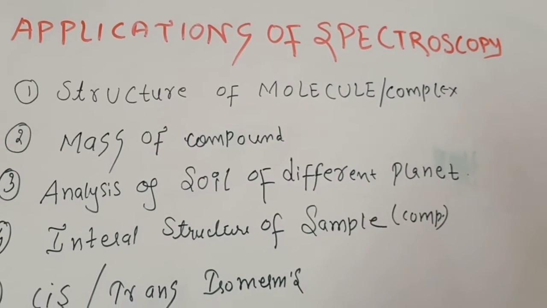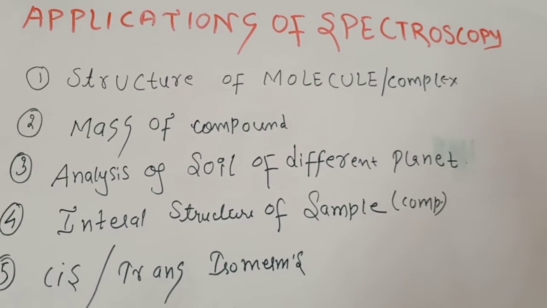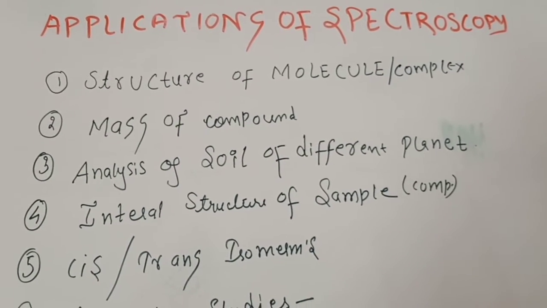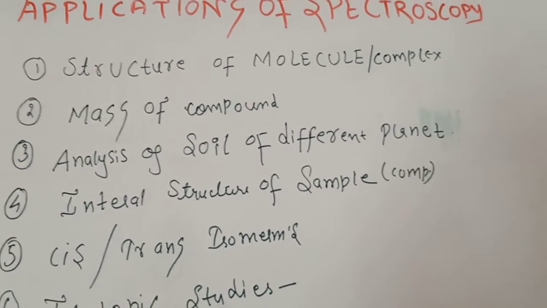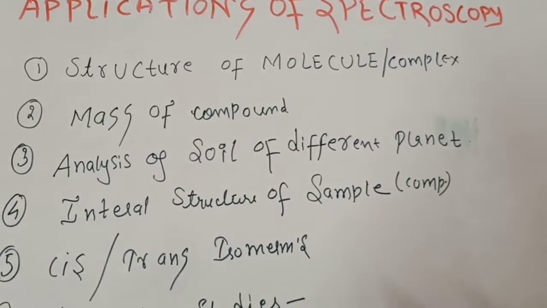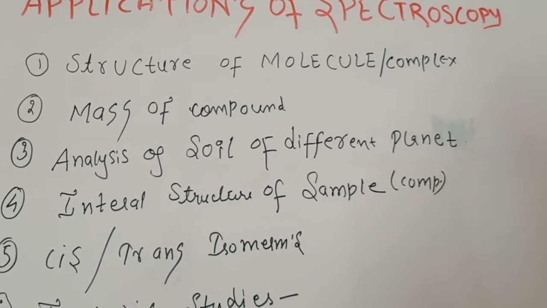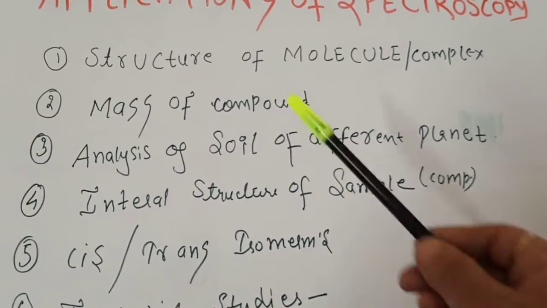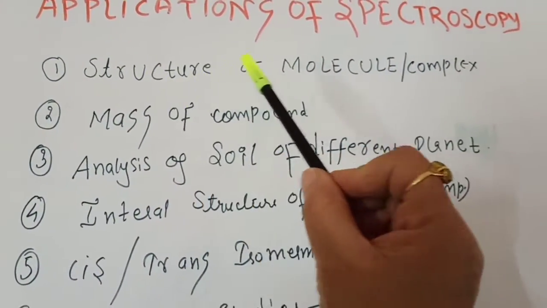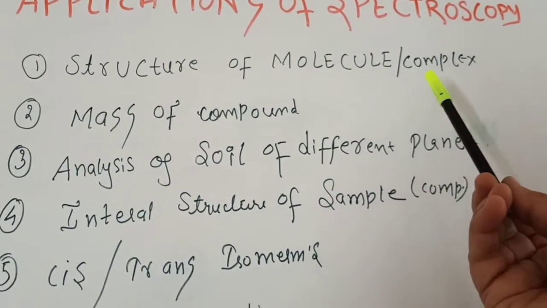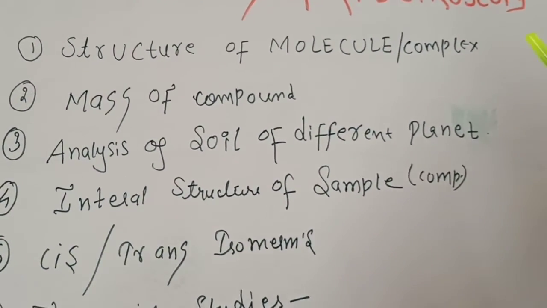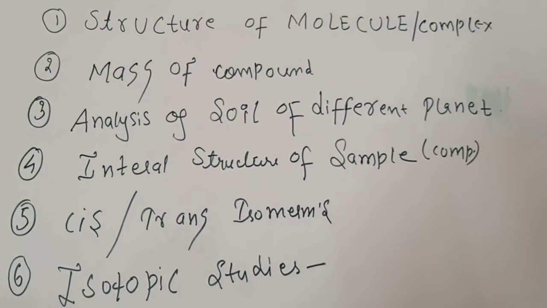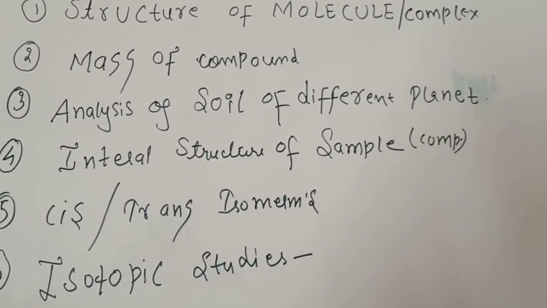The most important part of spectroscopy is the application. Why is the use of spectroscopy increasing so much nowadays, and why are different types of spectroscopies being discovered? The main applications I have just written here. Whenever you study any spectroscopy, it will have different applications. So the common applications I have written here. It is basically used to determine the structure of molecules. It can be an organic molecule, an inorganic molecule, or a complex. Then we can determine the mass of any compound with the help of spectroscopy, meaning mass spectroscopy, a different branch.